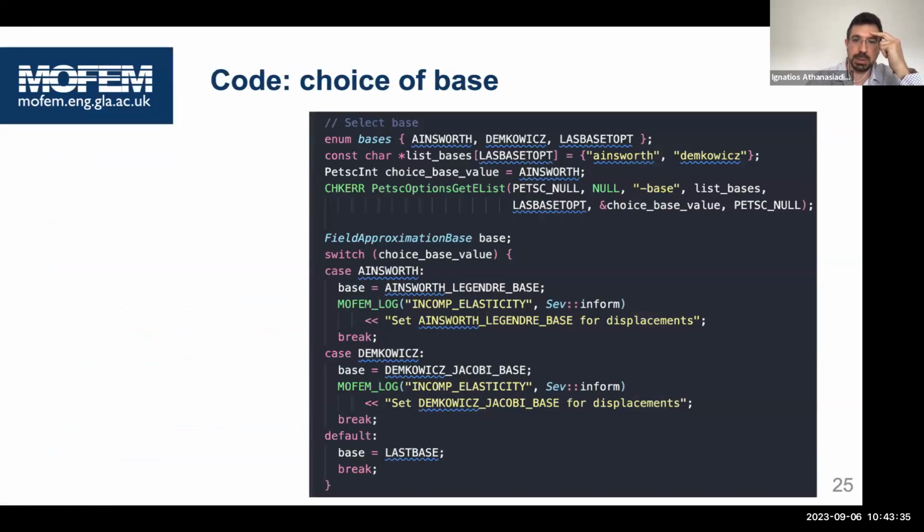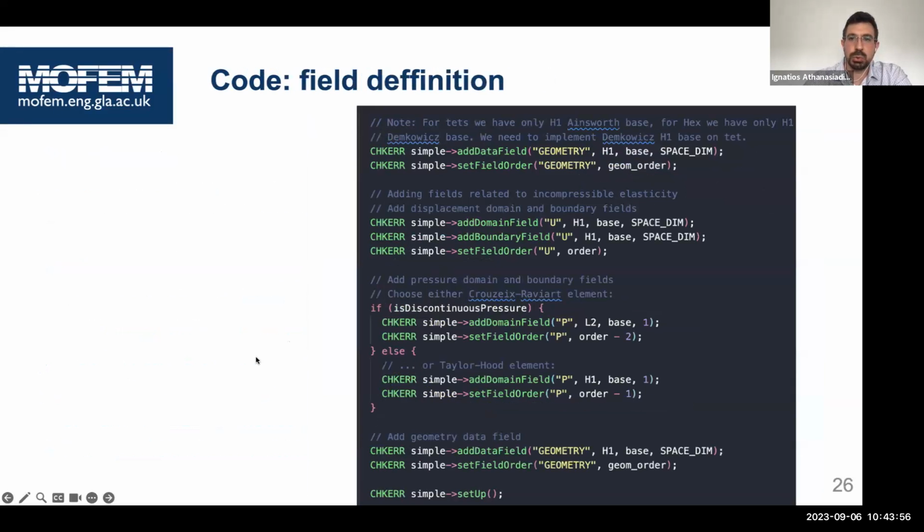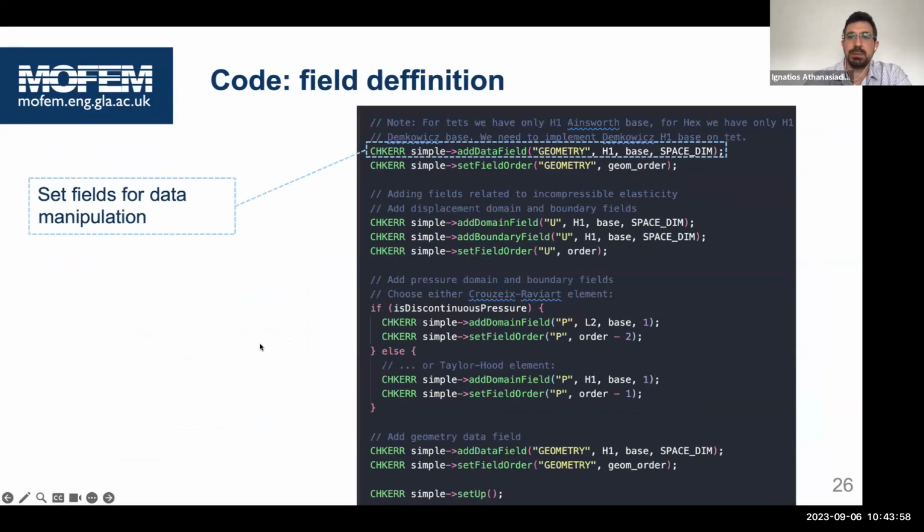So here you can see just a part of the code that is used for solving the incompressible linear elasticity. I just want to say that we have various bases that we can choose. And this is done just by setting a particular parameter in our command line. Also, we can set fields within the mesh that we can manipulate data.